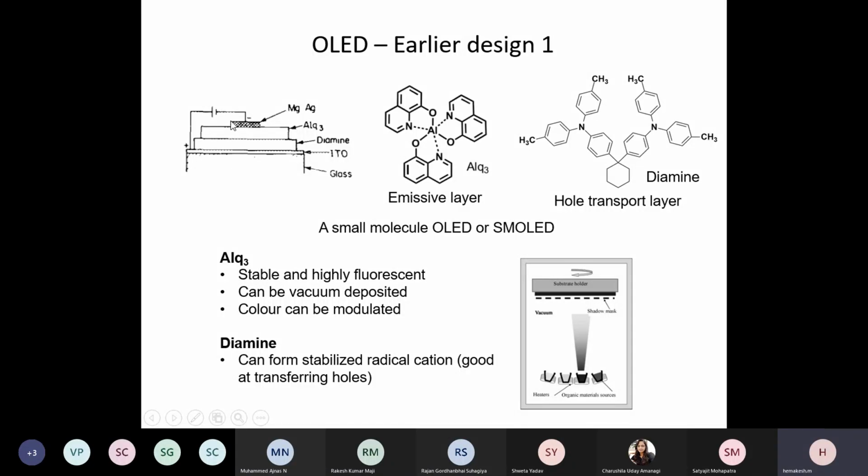And when you apply a current to it, if the design thickness is appropriate and if the choice of diamine hole transport layer is correct, you will have a formation of exciton and then recombination to generate fluorescent light from the ALQ3 layer. So this ALQ3 is quite different from the molecules we have seen before, because it has to have these kinds of properties and has to be a fluorescent molecule. So the earlier small molecule OLEDs had this kind of unusual molecule.